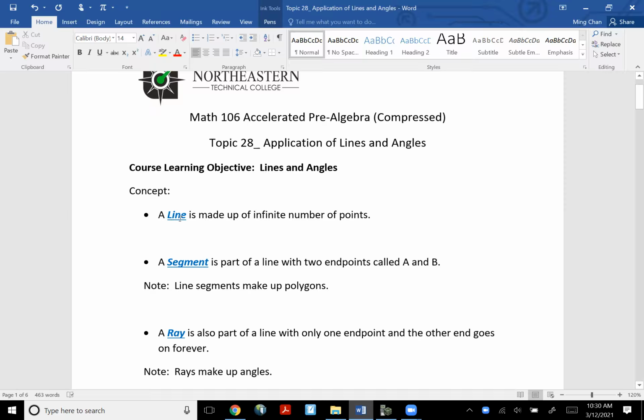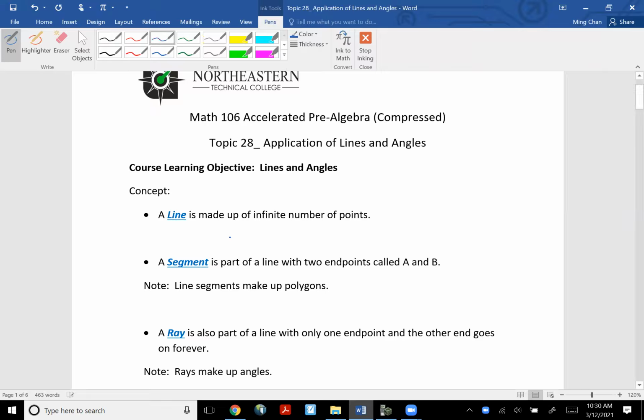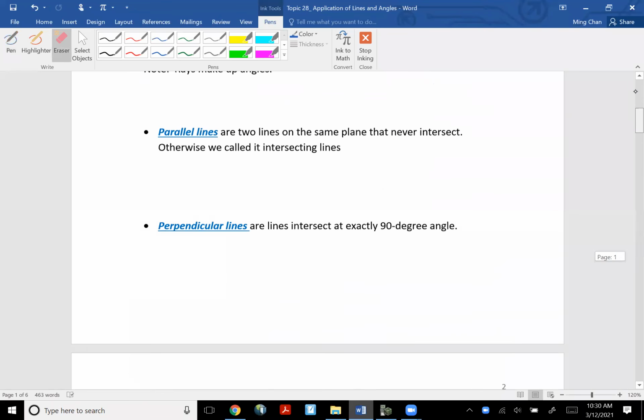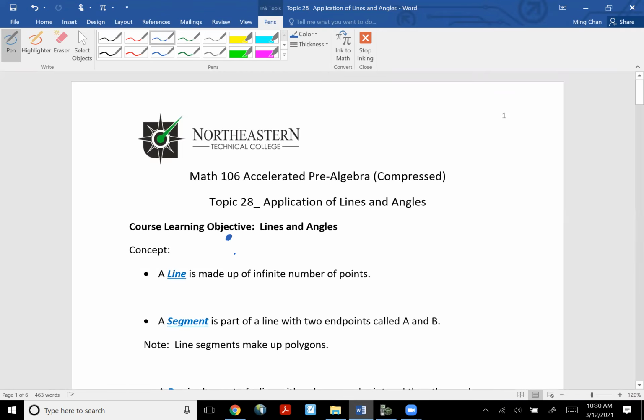As you know, a line is made out of an infinite number of points. That's why we say a line never ends. So if I draw a line and pick two points on there, just two points, call them point A and point B, then we can denote this line as line AB, with the two arrows. That's how we denote lines, with the two arrows.